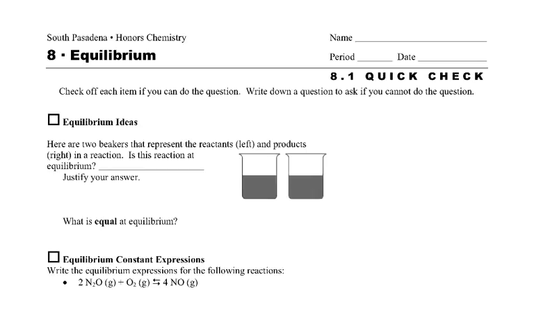This is the 8.1 quick check. I'd like to go over the answers. So the first test says, here are two beakers that represent the reactants and products in a reaction. Is this reaction at equilibrium?